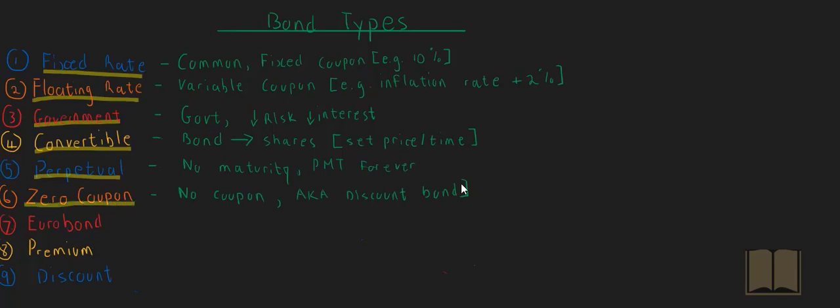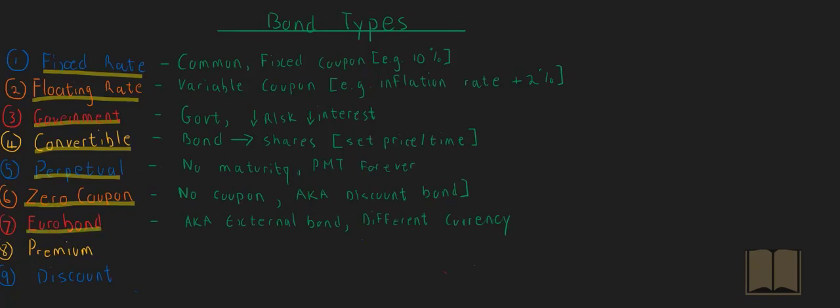Number 6 is a zero coupon bond. Again, the explanation behind this bond is in its name. It doesn't pay out any sort of coupon payments. The way in which the bondholder makes a return on this bond is that this bond trades at a discount to its par value. So the difference between the price that you pay for the bond and the par value represents the return to the bondholder.